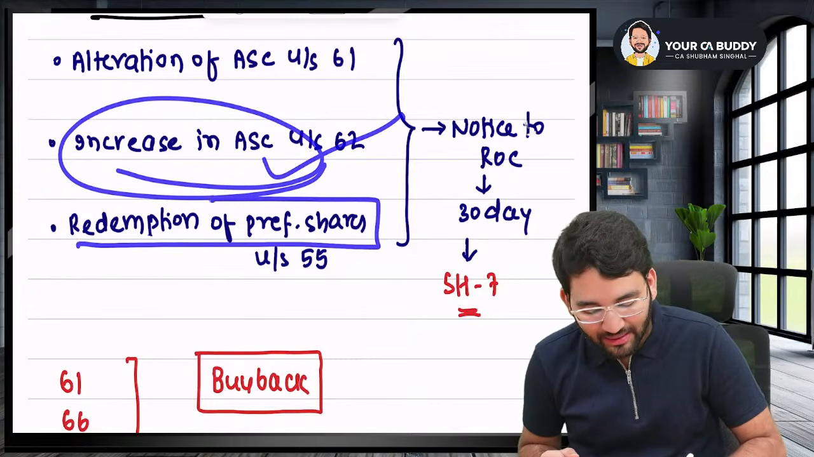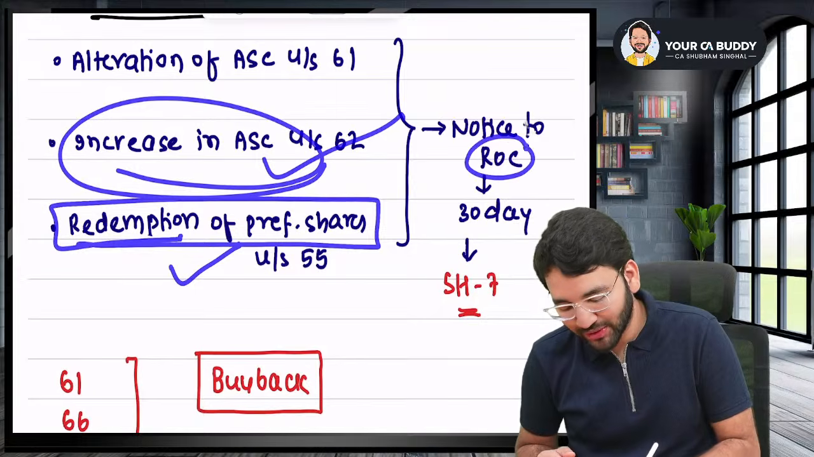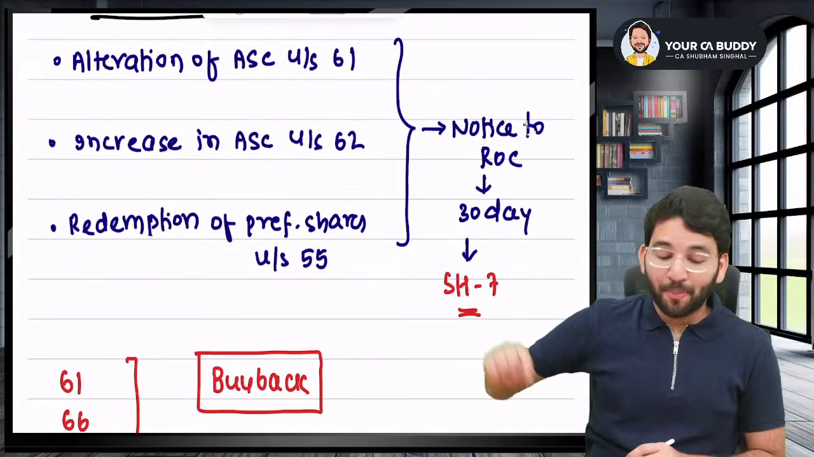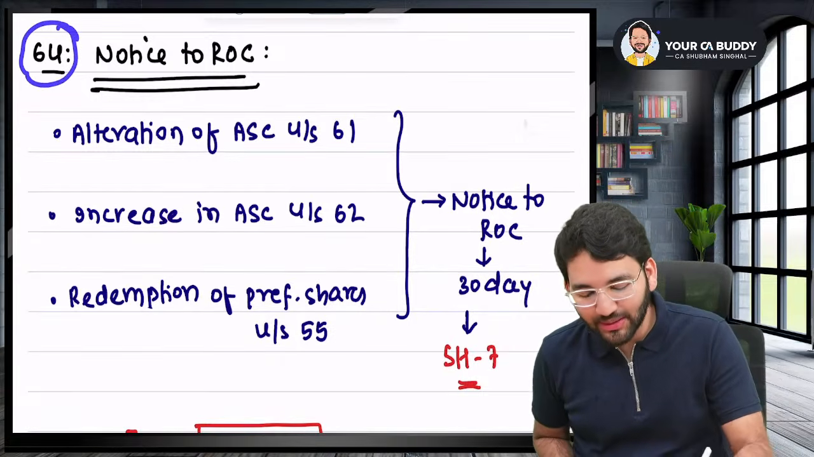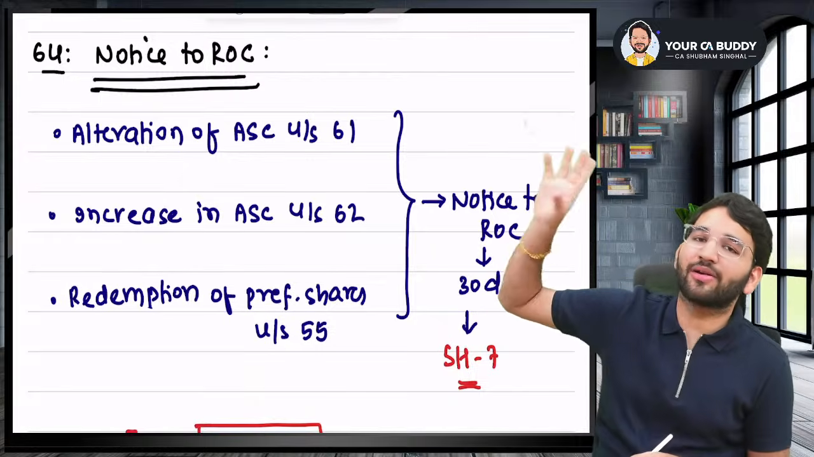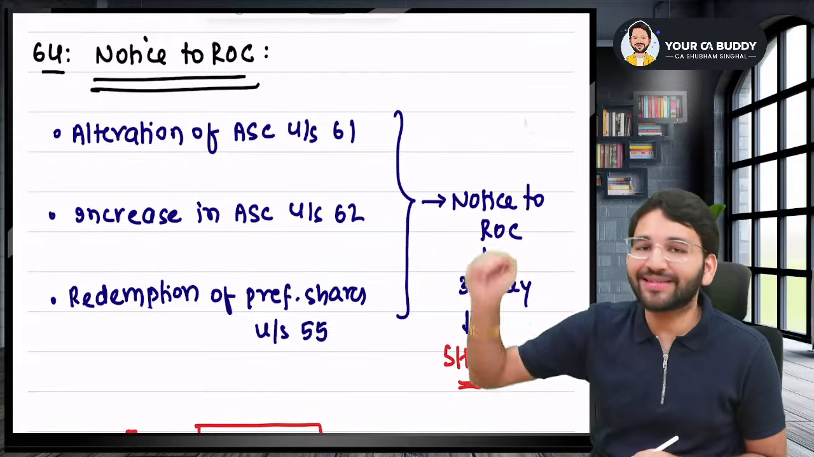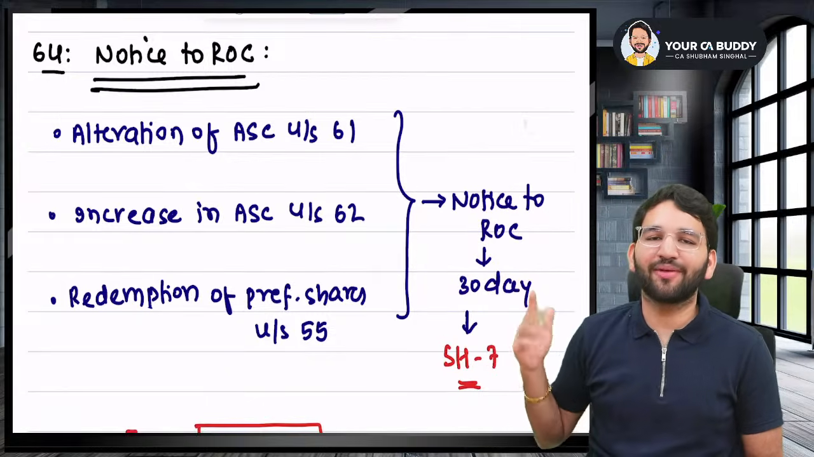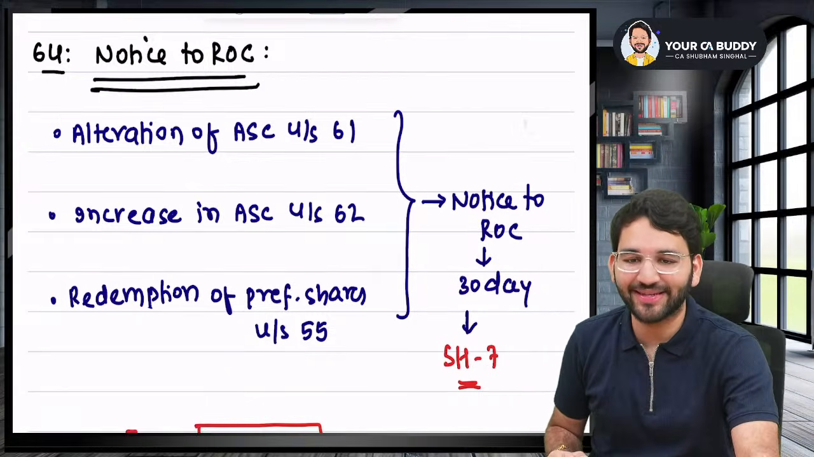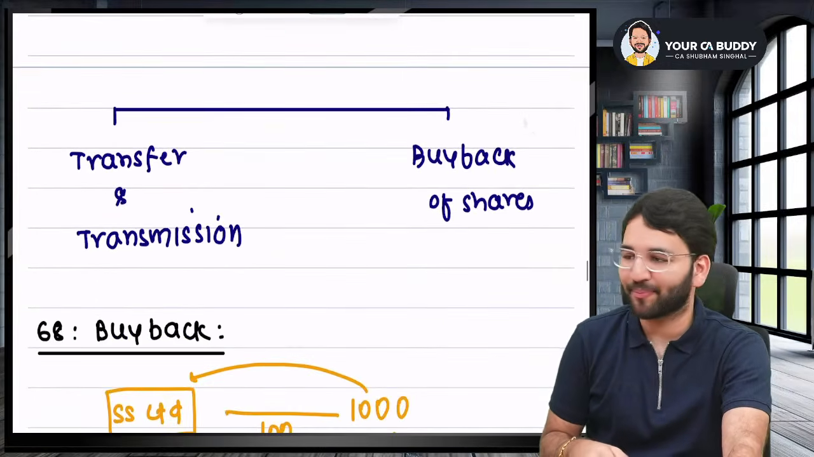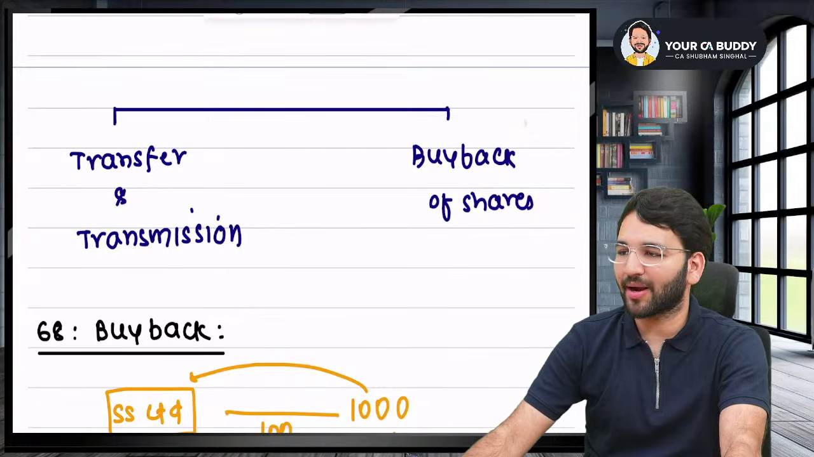And number three, where there is a redemption of preference share, you have to give a notice to ROC in 30 days in Form SH7. So basically, section number 64 is something which is linked to 61, 62, and 55. That if there is an alteration of authorized share capital or increase in authorized share capital under 62 or redemption of preference shares, in that case, you will give notice to ROC in the form SH7. Okay, guys, did you understand? Pakka, did you understand?